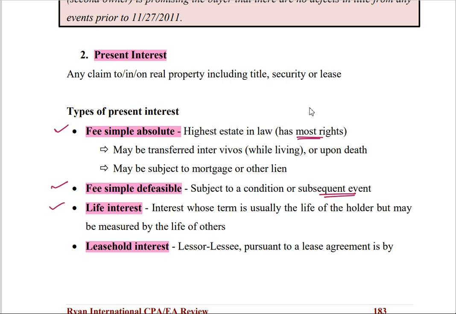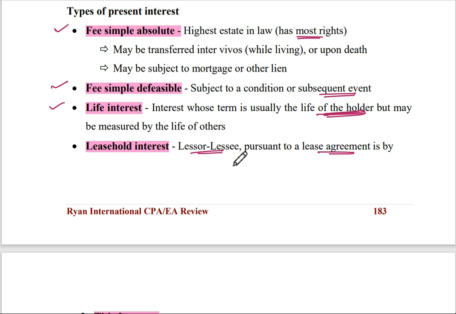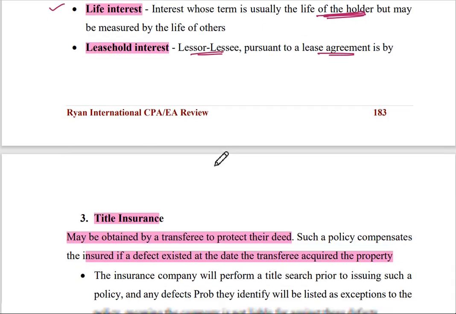So interest whose term is usually the life of the holder, but may not be measured by the life of the other. So probably the transferee can enjoy this during his life, but it may not pass to somebody after his death. A leasehold interest is very often found in lease agreements, where the lessor is transferring to the lessee, where a lessee could use it, and the lessor ensures that certain rights are given to him. So under property law, the highest authority is fee simple absolute, and the least one is leasehold interest.